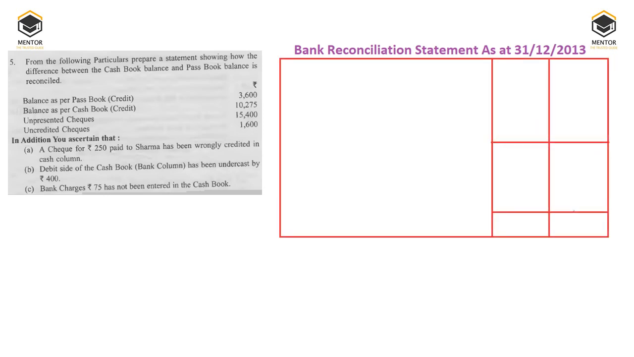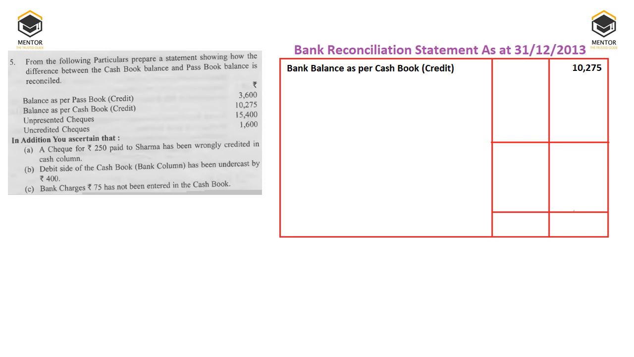Again, same. I have written bank reconciliation statement, then the format: bank balance as per cash book. Since we are doing overdraft in this video, I have taken overdraft balance, that is balance as per cash book credit. This is the overdraft balance. How much? 10,275. And what should be our answer? That is 3,600 favorable balance as per passbook we should get.